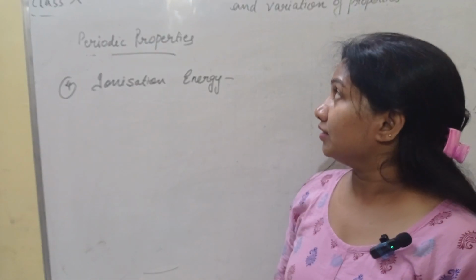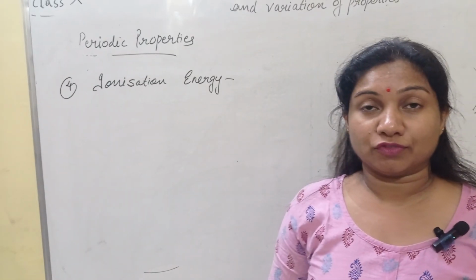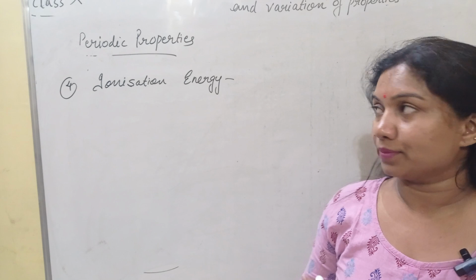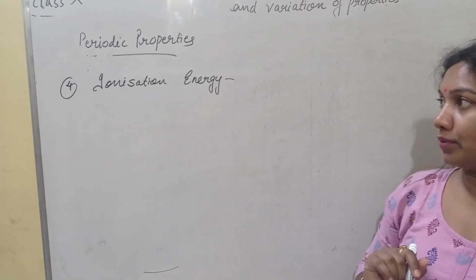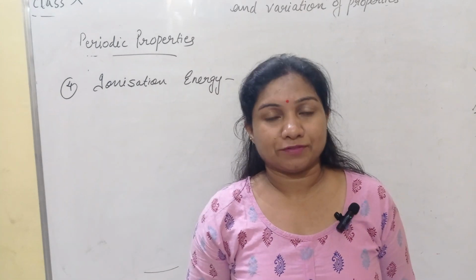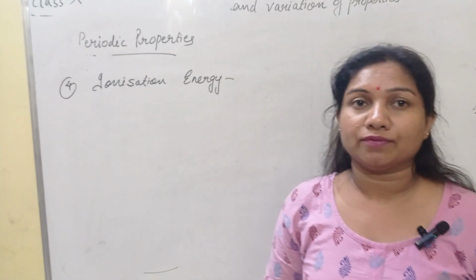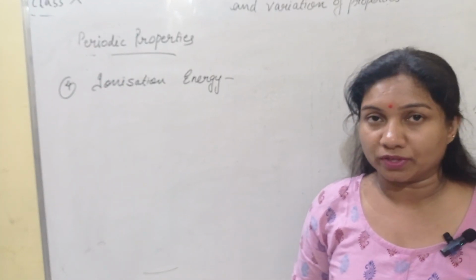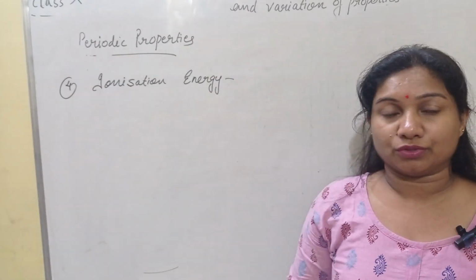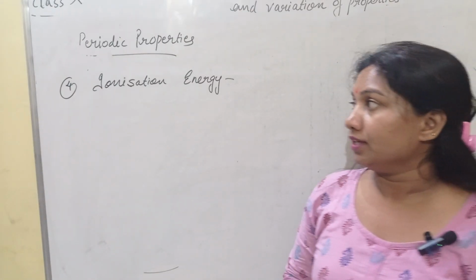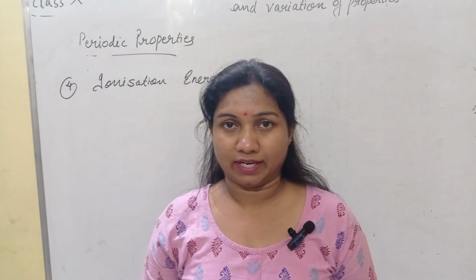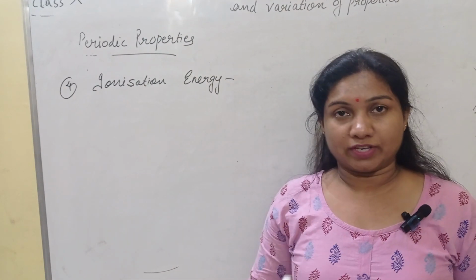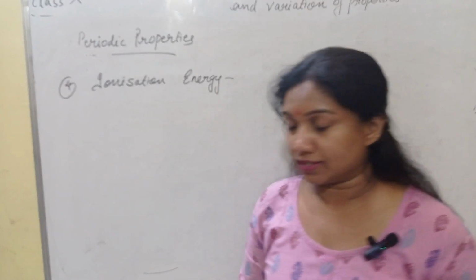Now today, this is the third video of the first chapter of your class 10th ICSE chemistry, that is the periodic table, periodic properties and variation of properties. In the first video we studied about the periodic table, and in the second video we covered three periodic properties. Here we are going to cover the rest of the three properties, that are ionization energy, electron affinity and electronegativity. So without wasting time, let's start with ionization energy.